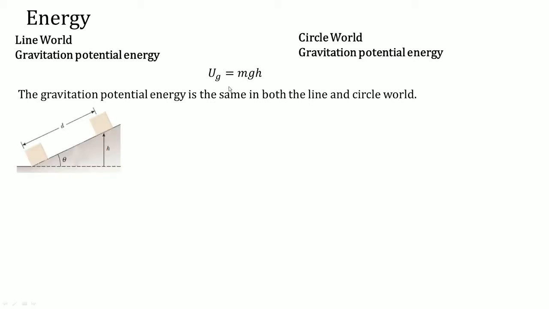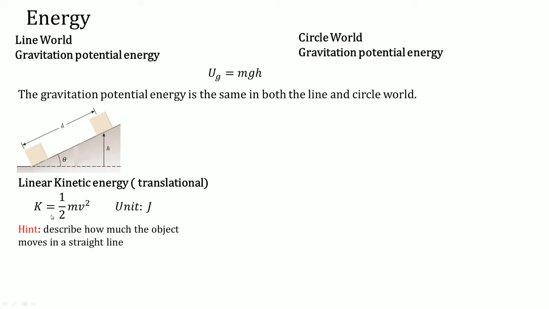Our two scenarios. First, we see our traditional problem of a block sliding down a ramp with height H and a mass M. We saw that here, it goes down the ramp in a straight line over the distance d. We would say it has a linear kinetic energy. That's also called your translational energy. K is going to be equal to 1/2 mass times velocity squared. The unit for that is J for joules.